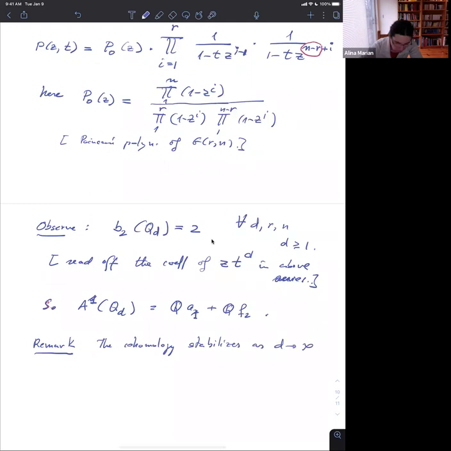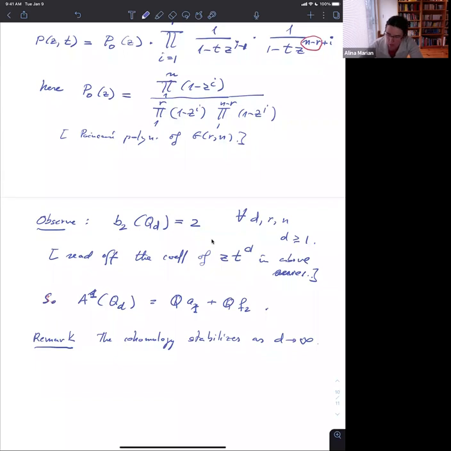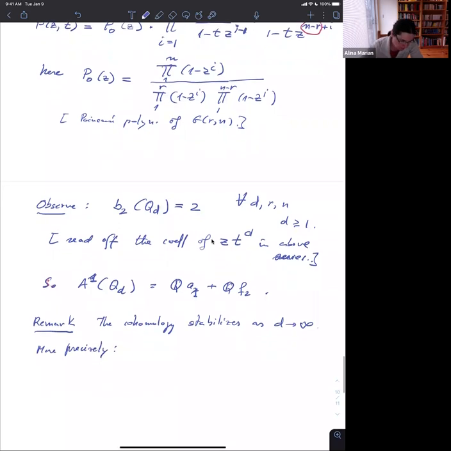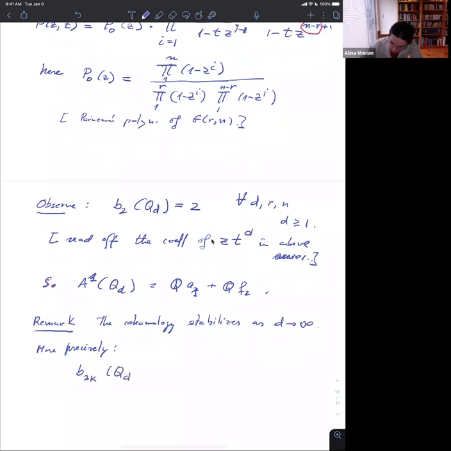As D goes to infinity. So more precisely, we'll see what this means on the level of Betti numbers. More precisely, we see that the stabilization starts to occur for D greater than or equal to K. So if we fix a certain cohomological degree, then if we look at quot schemes of sufficiently large D, and D has to be at least K, then the rank of the cohomology of degree K stays the same as you move on.